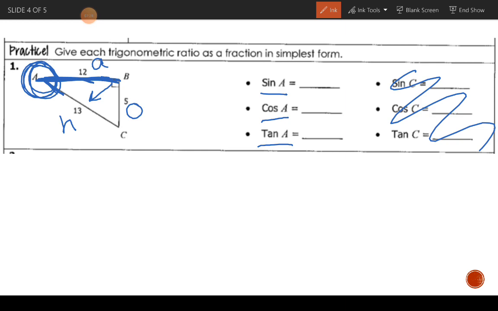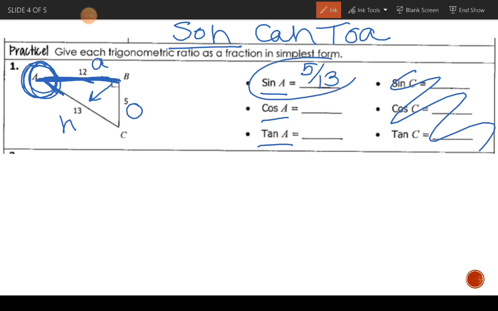Here we have our acronym, SOHCAHTOA. Okay, so let's look. Sine is equal to opposite over hypotenuse. So opposite is 5, and our hypotenuse is 13. So that right there, 5 over 13, would be our trig ratio.